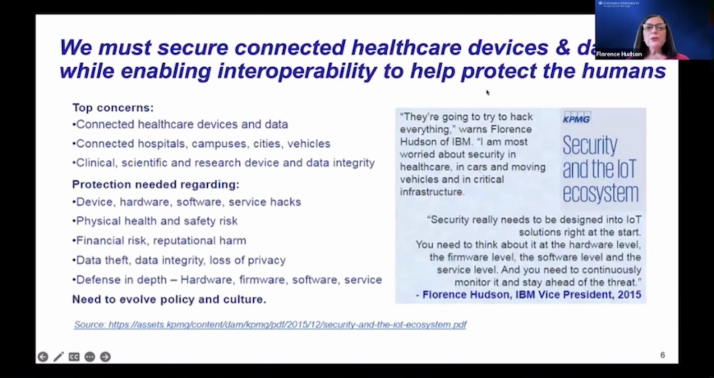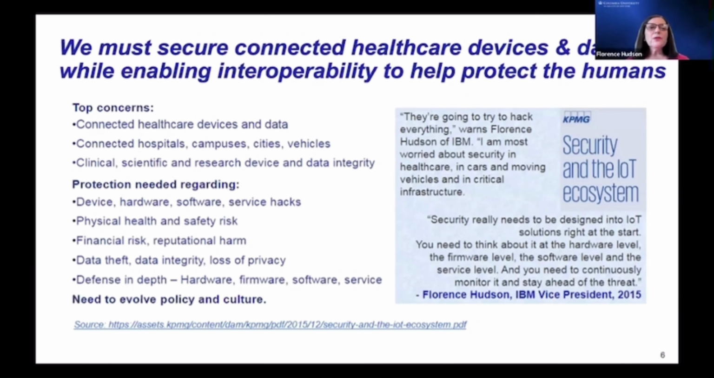So what we need to do is secure the connected healthcare devices and data while enabling interoperability, because we want to be able to use this information, right? If you're in a different place and you're not near your healthcare provider and somebody is giving you emergency services and there's information they could get from your device and want to see what your normal baseline is, it would be wonderful if they knew, right?